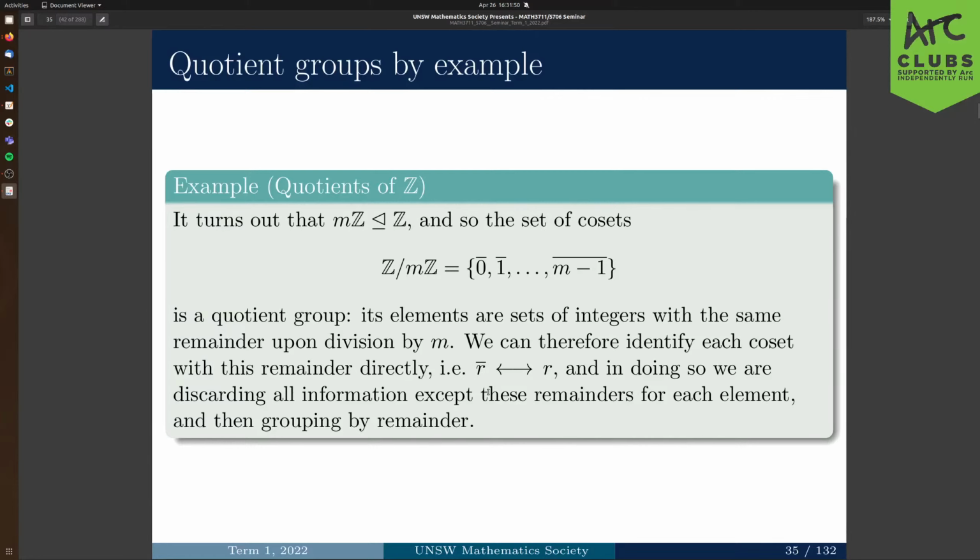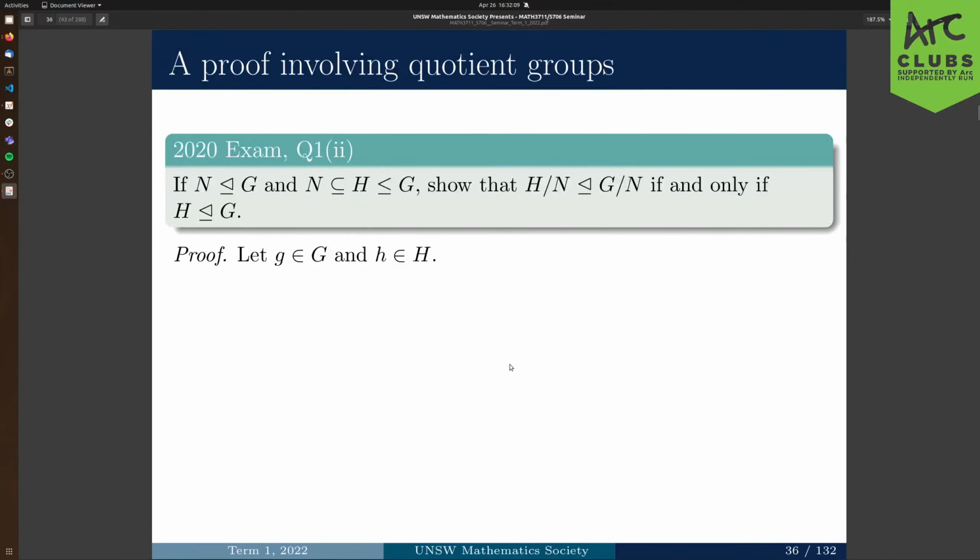So essentially now you're forgetting all of the differences between elements except for the fact that, hey, they have the same remainder, or hey, they have a different remainder, right? So this is a pretty common group, and we can see here that this actually has m elements, so that'll be important later on. Won't be important right now though, because we'll do a more general example.